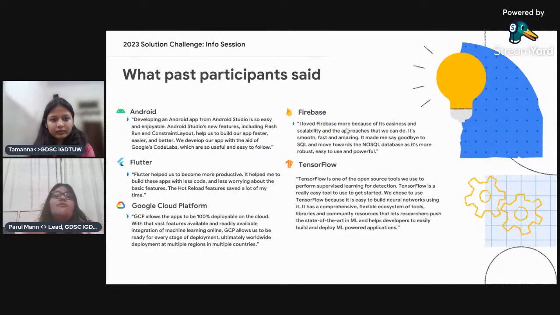As for technologies, you can use any Google technology, and if not, you can make it in some other technology and just use a bit of the Google plugins or something like that, but there has to be some Google tech used in it. Things you can use are Android, Flutter, the Google Cloud Platform, Firebase, and TensorFlow. These are technologies you can work with. There are many, but this is something to just get you started.